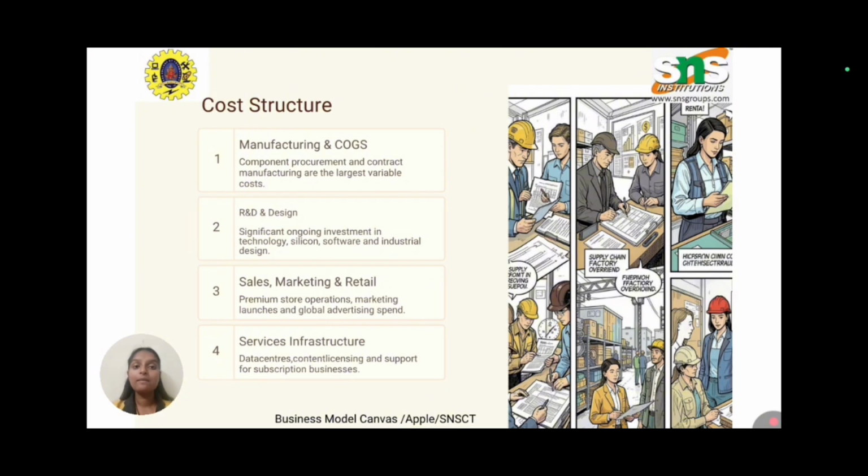Next, sales and marketing and retail. Premium store operations, marketing launches and global advertising spends. We could find that the big malls all over the world have Apple stores, which gives customers using Apple devices a rich feel and a luxurious look. Next, services and infrastructures. They have data centers, content licensing, and support for subscription businesses, which make their process easier and also efficient. Thank you.